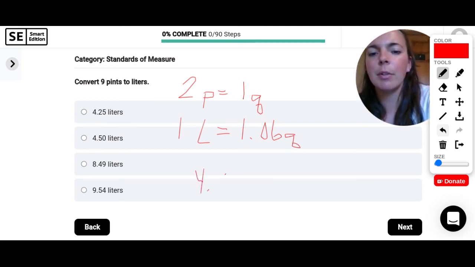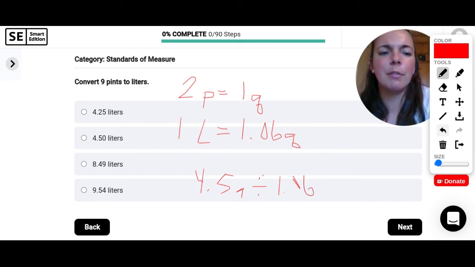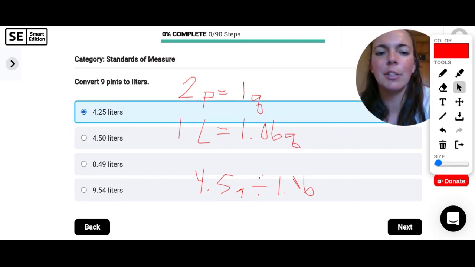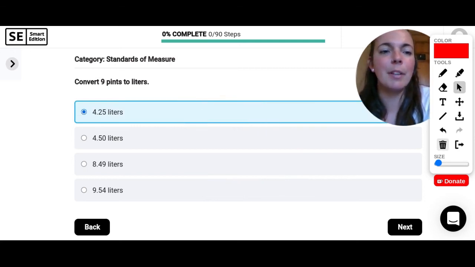So 4.5 quarts. Now, to go from quarts to liters, we'll take our 4.5 quarts and we'll just divide this by 1.06. So go ahead, plug that in your calculator and divide, and you should get approximately 4.25 liters.